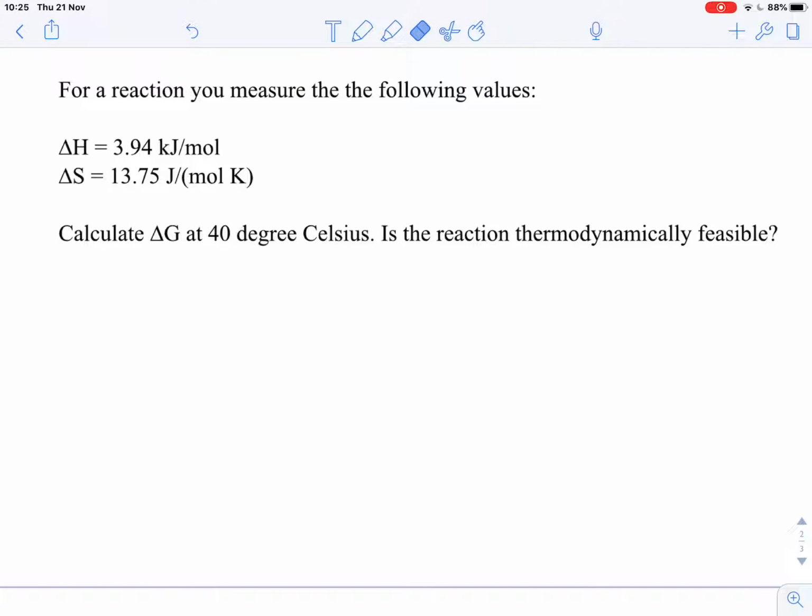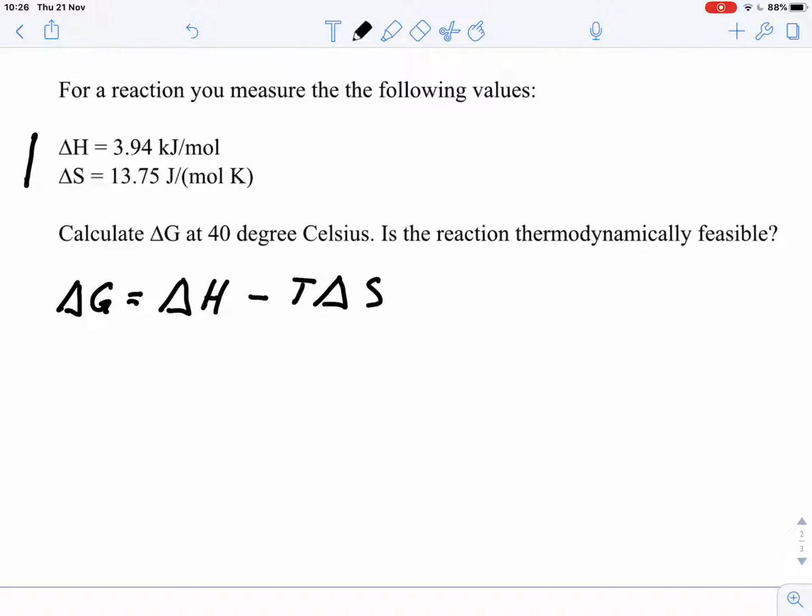In this example, we are required to calculate Gibbs energy at 40 degrees, and we have been given a delta H and a delta S, enthalpy and entropy. So we know that the equation for the Gibbs energy, delta G, equals delta H, the difference in enthalpy, minus T times the difference in entropy.